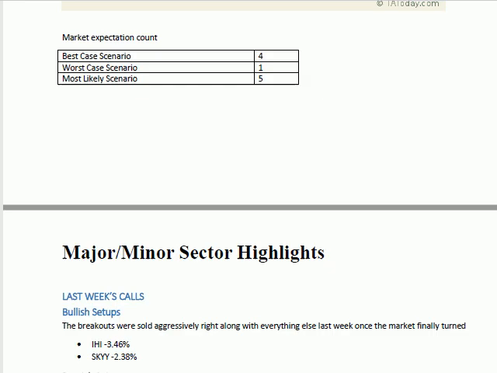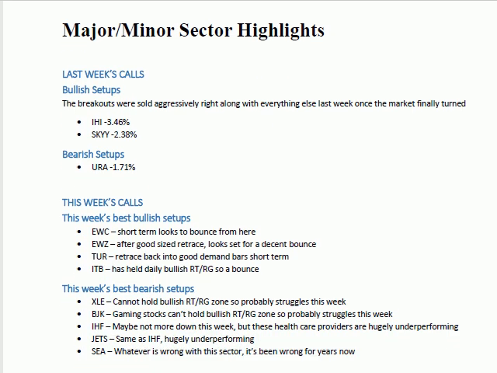If we look at the major minor sectors, I'm not going to go through all these. The show's already about 12, 13, 14 minutes long. I try to keep it under 15 now. Last week's calls, of course, the bullish ones did not work out, even though there were multiple swing point breakouts, which is kind of important to realize. Those should have tried to move higher and didn't, which is kind of an exclamation point on the fact that the market was in a reversal mode finally after all these weeks up.